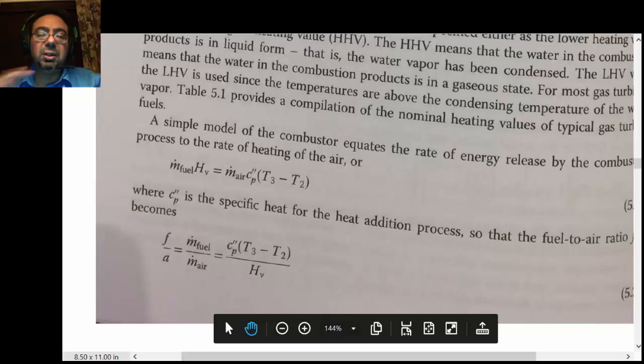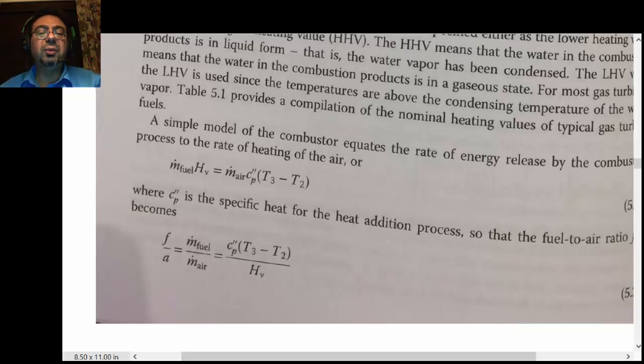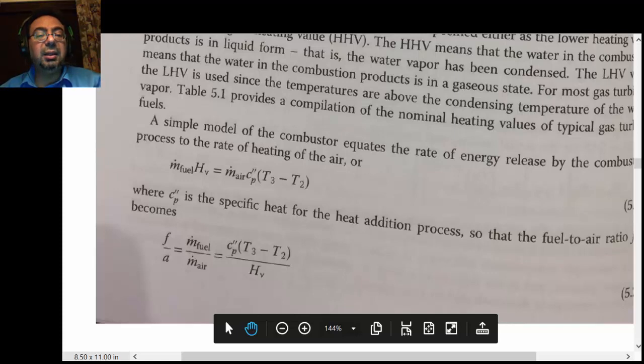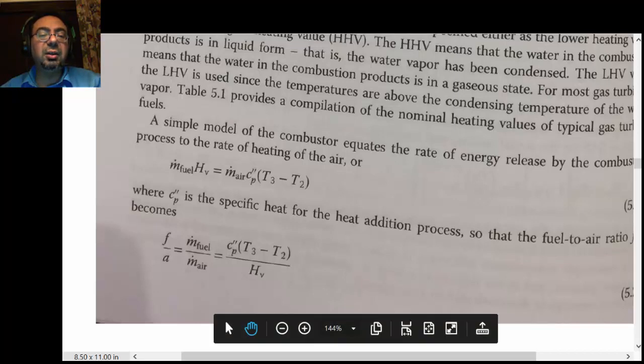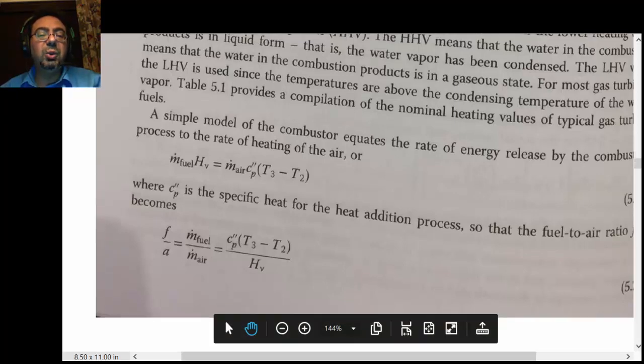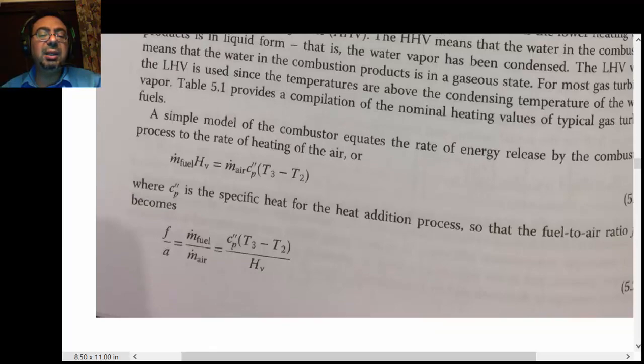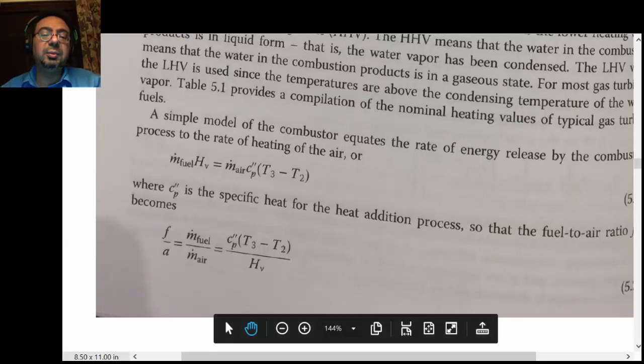So here is a zero order approximation, kind of. m dot fuel multiplied by the heating value equals m dot air, a Cp, a constant value for all the combustor from the start till the end, and T3 minus T2, right? And this is Q added, this is Q added, both of them. This is from the fuel point of view, this is from the air point of view. And you can immediately realize then, if I just get m dot fuel over m dot air, it is Cp times T3 minus T2 over the heating value.